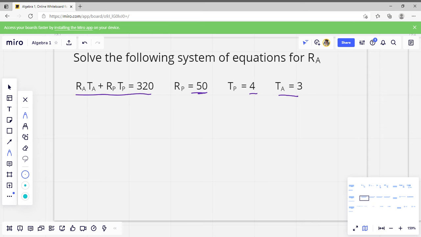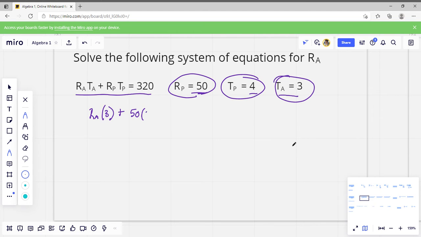Okay, so we're going to take our RA, we don't have anything that will equal RA, times our TA, that's this one right here. Okay, so TA is 3, so RA times 3 plus RP, that's this one, 50, times TP, which is this one, 4, equals 320. Okay, now we just have to solve.